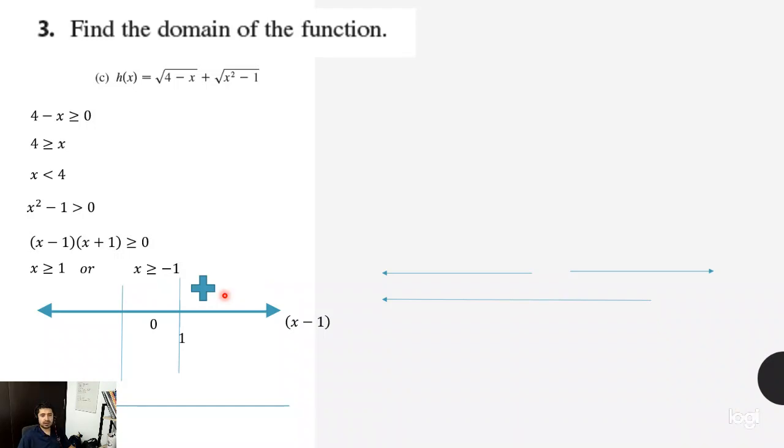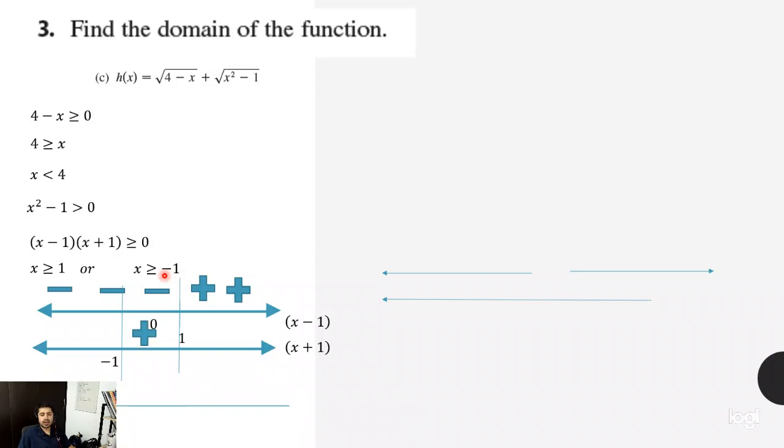negative. Again, let's take a random number, minus 5. Minus 5 minus 1 is minus 6, so effectively this is negative, for all the values that are less than 1. Let's take the other one, x plus 1. So when we take x plus 1, the critical point here is minus 1, and we work exactly the same.